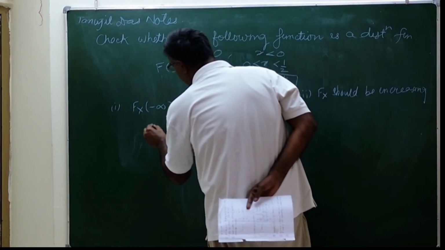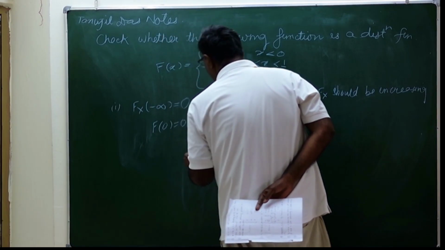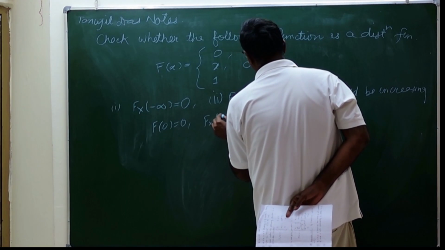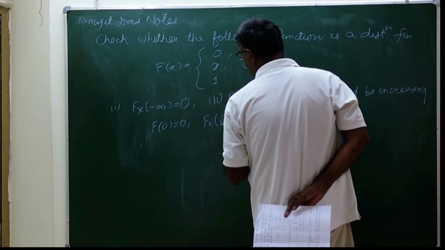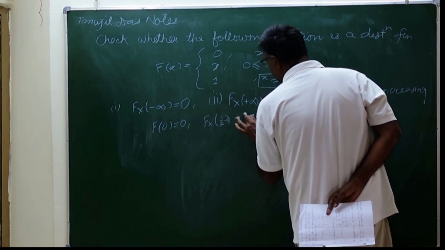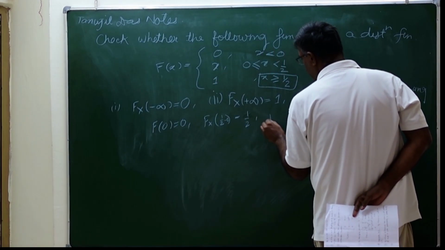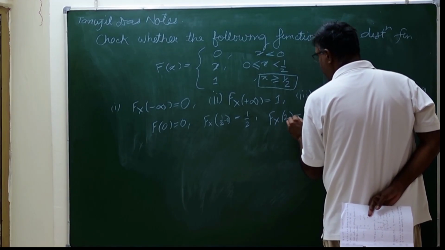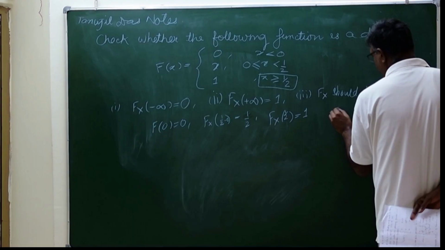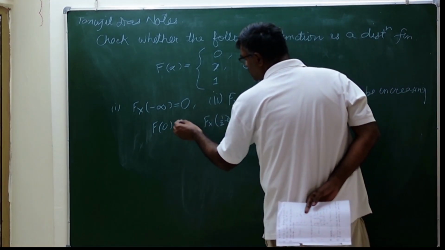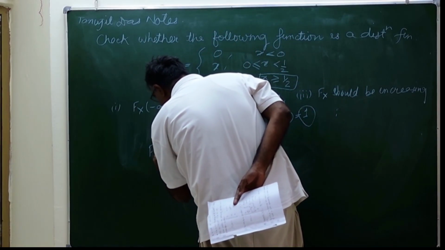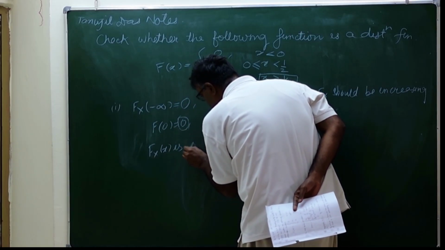So we see that F of x at 0 is 0, and F of x at 1 by 2, taking all lesser values, is x, so 1 by 4, and F of x at 1 by 2 we are given that it is 1. So we see that F of x is taking values which are increasing from 0, to 1 by 2, and 1. So we conclude that F of x is an increasing function.